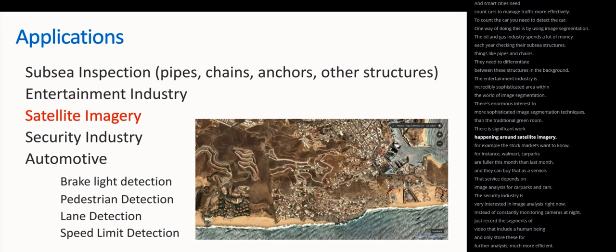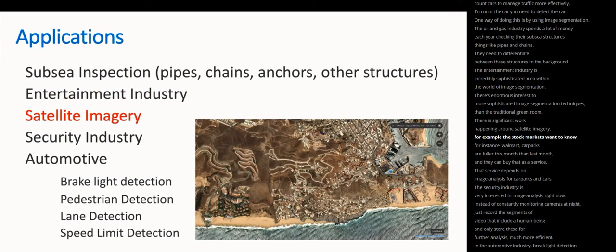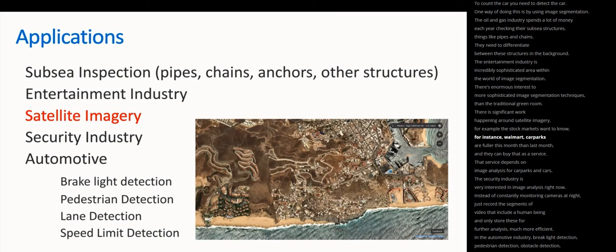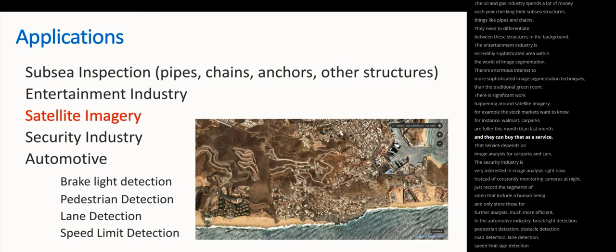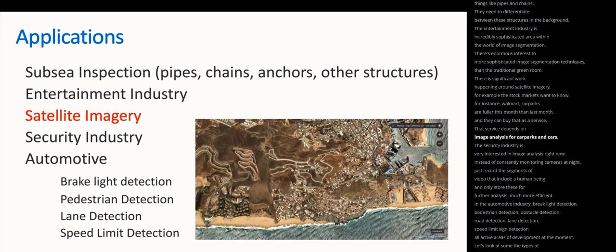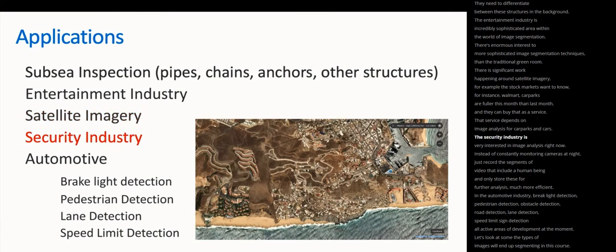There's significant work happening around satellite imagery. For example, the stock markets want to know, for instance, if Walmart car parks are fuller this month than last month, and they can buy that as a service. That service depends on image analysis of car parks and cars.